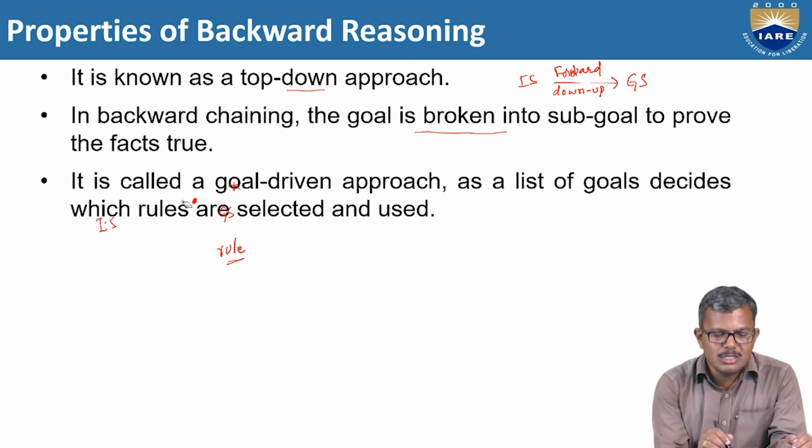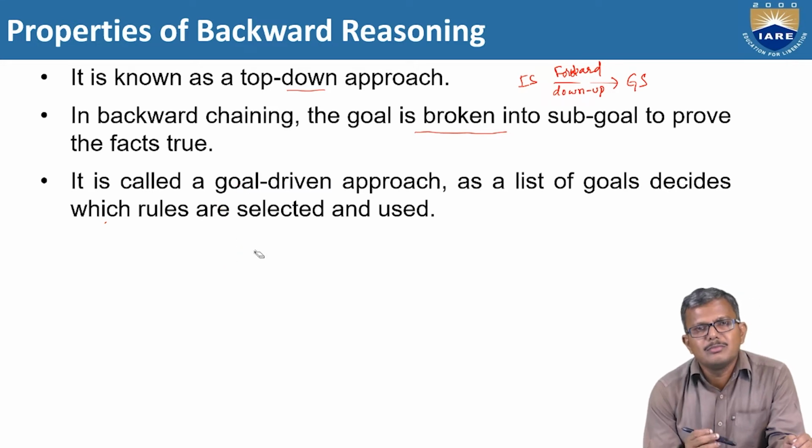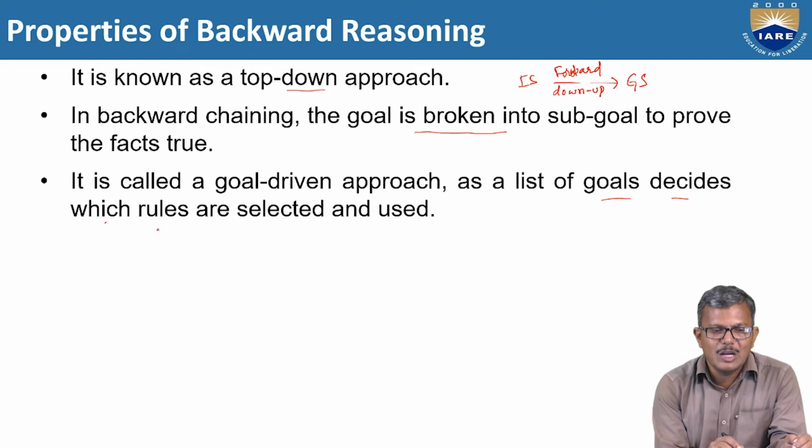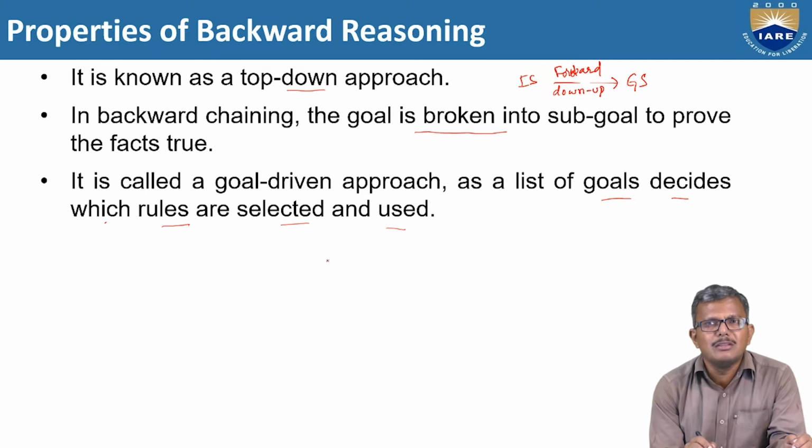This is also called a goal-driven approach. Why? Because we decide a list of goals where we apply the rules continuously. Selecting and using is nothing but applying the rules. As we are doing it regularly, we can say that this kind of approach is also a goal-driven approach.